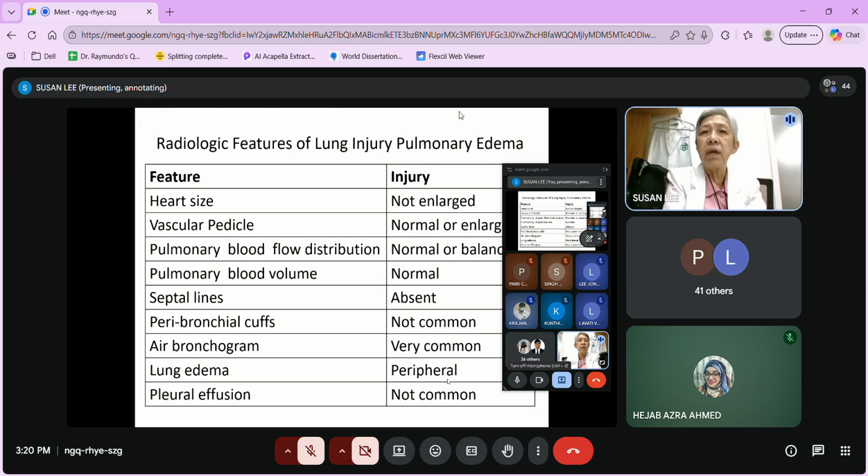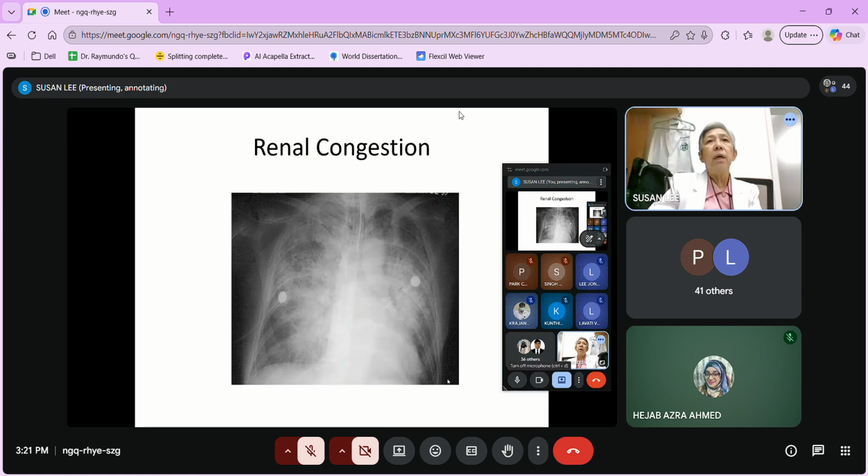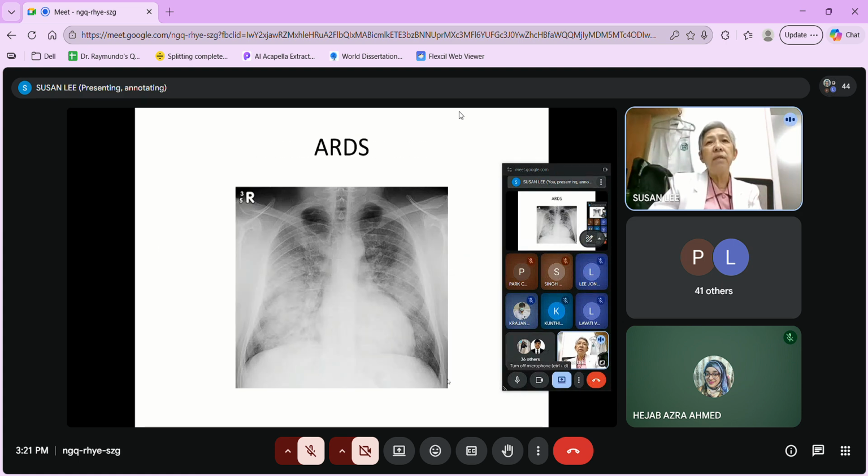That's why this is described as a butterfly or a bat distribution of the pulmonary edema. Pleural effusion is not common, but is common in cardiogenic pulmonary edema. Okay, so this is an example of your patients with CHF. The heart is enlarged, and the distribution of the edema is central. Contrast this with the patients who have ARDS. The distribution is more in the periphery, like a butterfly or a bat.